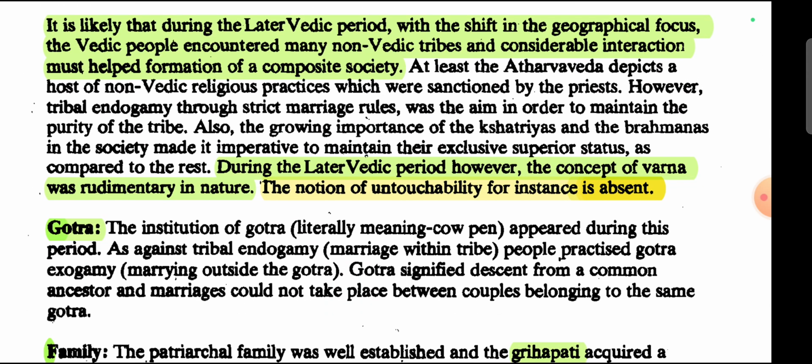It is likely that in the later Vedic period, with the shift in the geographical focus, the Vedic people encountered many non-Vedic tribes, and considerable interaction must have helped the formation of a composite group. At least the Atharva Veda depicts a host of non-Vedic religious practices which were sanctioned by the priest. However, tribal endogamy through strict marriage rules was the aim in order to maintain the purity of the tribe. Also, the growing importance of the Kshatriya and the Brahmins in the society made it imperative to maintain their exclusive superior status as compared to the rest. During the later Vedic period, however, the concept of Varna was rudimentary in nature. The notion of untouchability, for instance, is absent.